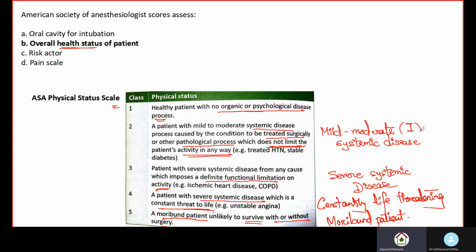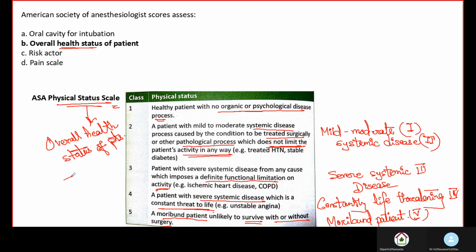So this is class 1, this is class 2, this is class 3, this is class 4, and this is class 5. Five classes of the ASA physical status scale. The American Society of Anesthesiologists physical status scale scores the overall health status of patients.